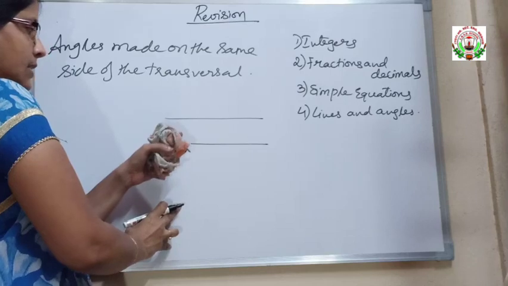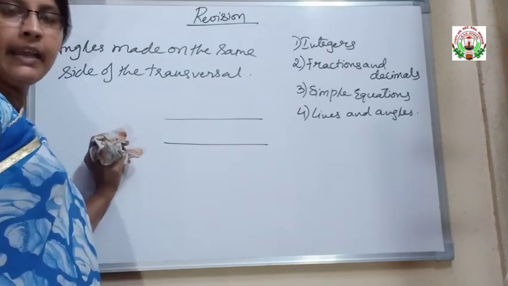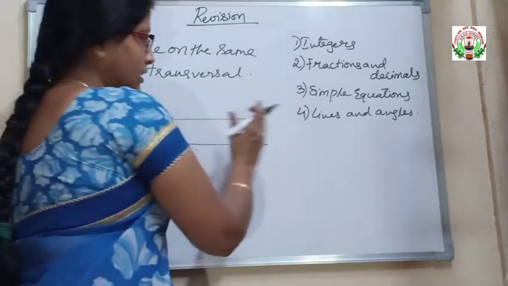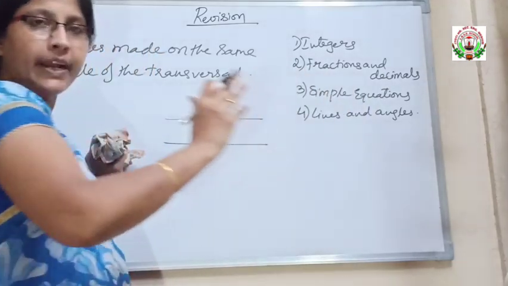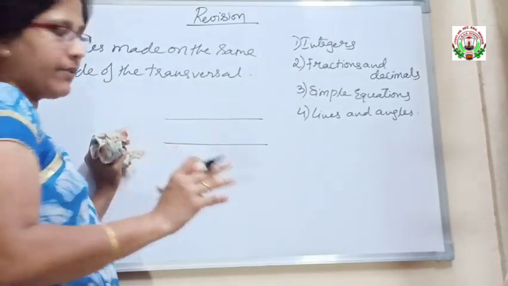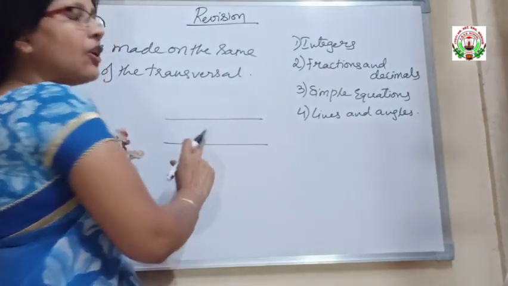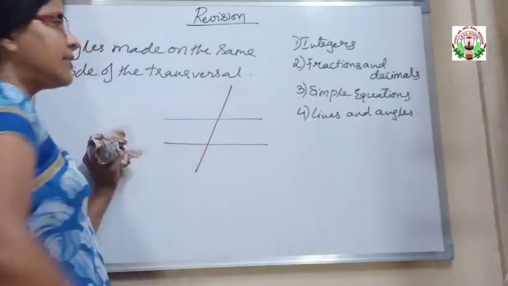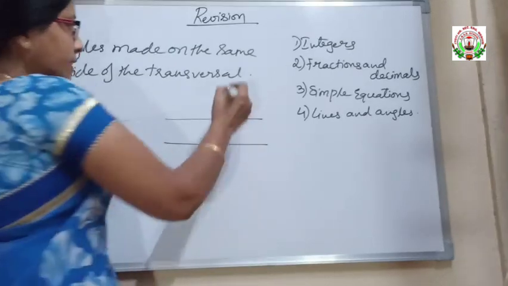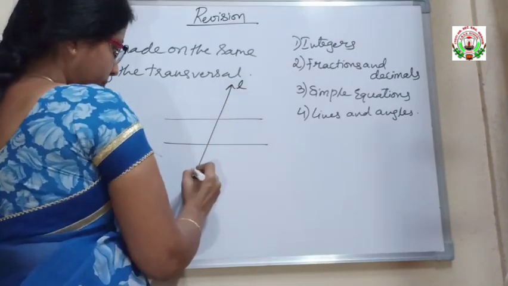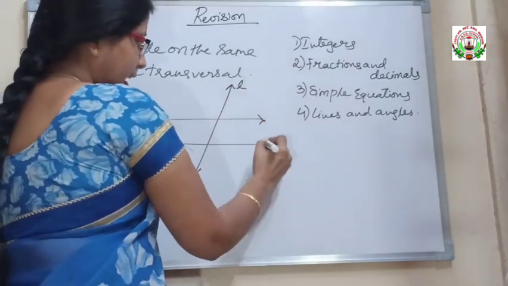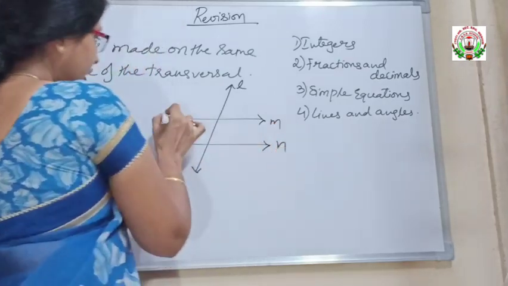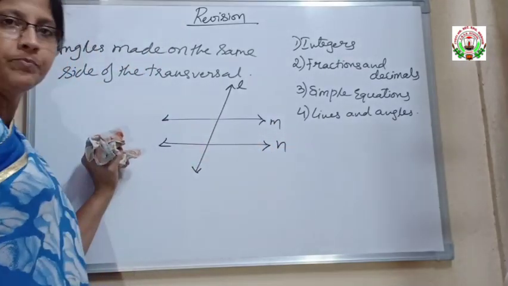When two lines don't meet anywhere, when you extend these two lines and they go on and don't meet anywhere, these two lines are called parallel lines. And the line which cuts these lines is called a transversal. So L is a transversal and M and N are two parallel lines.